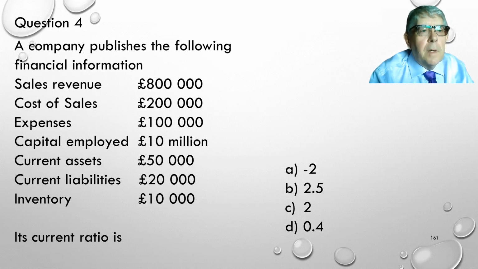Question 4. A company publishes the following financial information. Sales revenue, 800,000. Cost of sales, 200,000. Expenses, 100,000. Capital employed, 10 million. Current assets, 50,000. Current liabilities, 20,000. And inventory, 10,000. Its current ratio is A, -2, B, 2.5, C, 2, or D, 0.4.